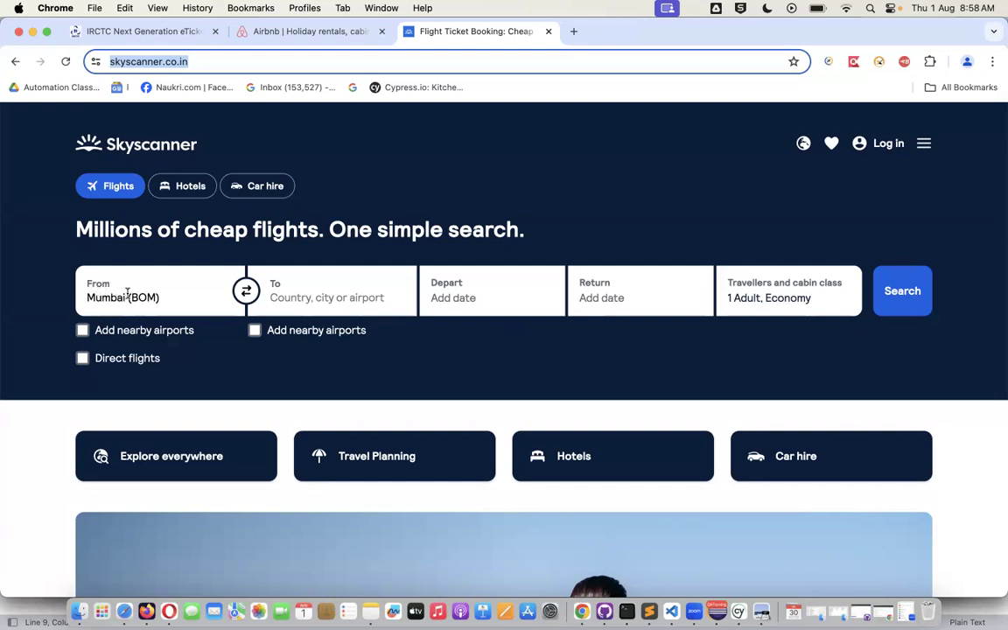I need to validate this: from, to, departs, return, traveler and cabin class, and these three checkboxes. 12 to 15 test cases are written for this, only functional, not any non-functional. Only functional. Yeah. Next, any other? 20 test cases we might require. Okay.